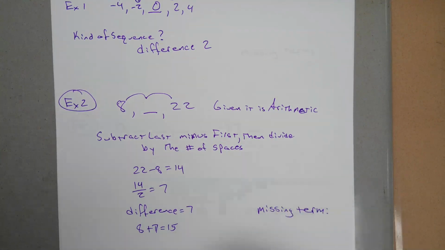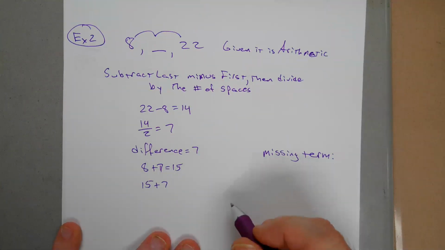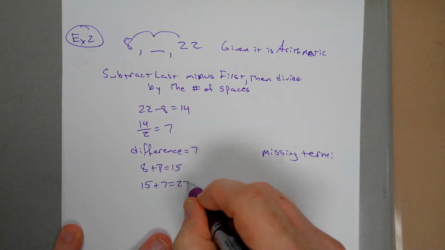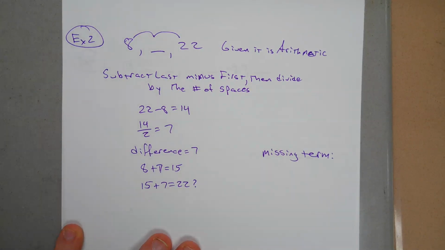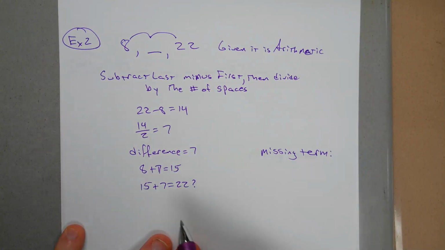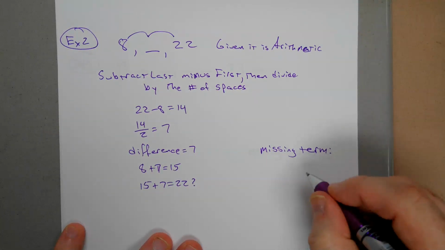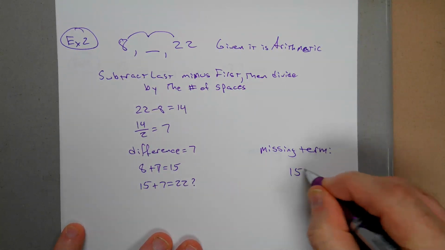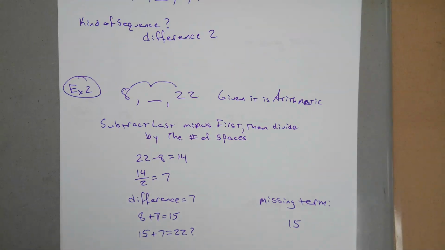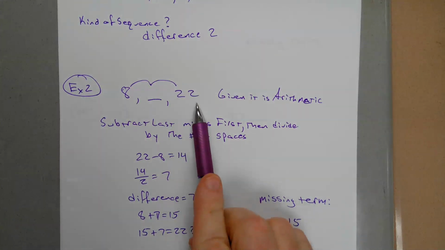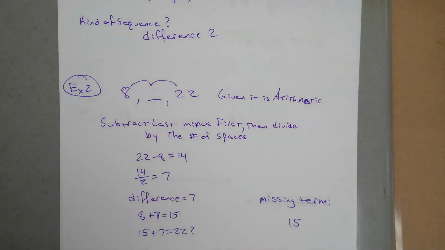And then I could double check that. Is 15 plus 7 22? Well, yes it is. So that means that the missing term is 15. And again, we got that by taking the last number minus the first number divided by the number of spaces, or the number of humps.